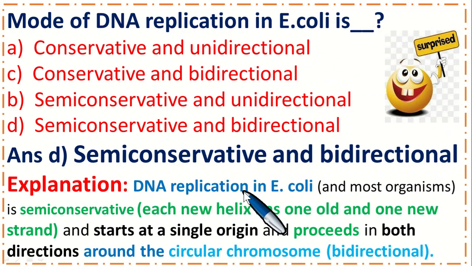The DNA replication in E. coli, the model organism, is semi-conservative. Each new helix has one old and one new strand, and starts at a single origin and proceeds in both directions around the circular chromosome, meaning bidirectional.